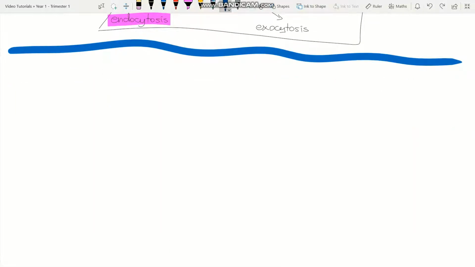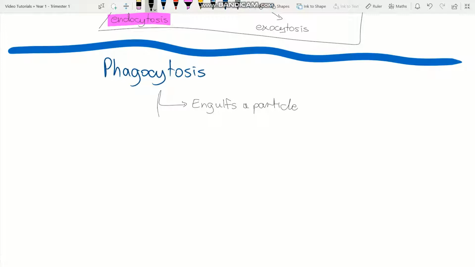So, what is phagocytosis? If you would have seen my video on the different types of white blood cells, you would have seen that phagocytosis is quite an important mechanism of action for these cells. It essentially is when a cell engulfs another substance, in this case a particle, and it essentially forms a sac around the particle, and this sac is called a phagosome.